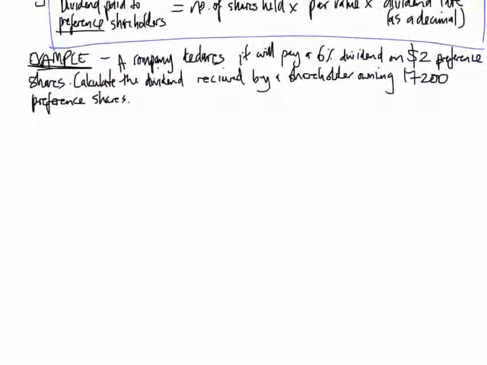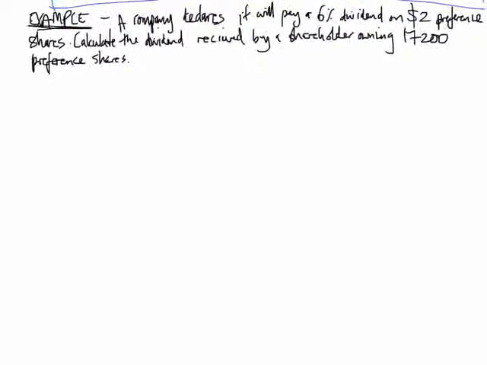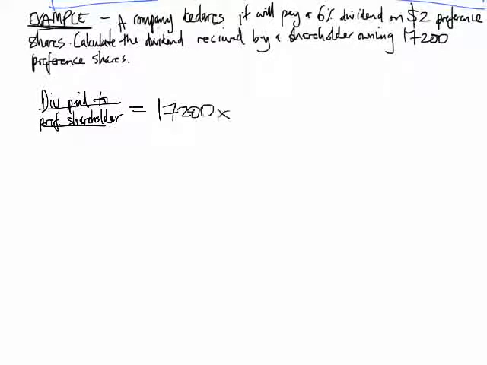So we'll scroll down here and use the example. I'm using the one from the book again because they wrote it out wrong. So the dividend paid to preference shareholders, I'm shortening some of these words, is going to be the number of shares that they have, 17,200, times by the par value that the company set on them, which is $2, times by the dividend rate as a decimal, and 6% is 0.06.